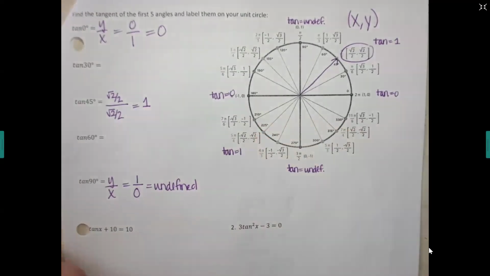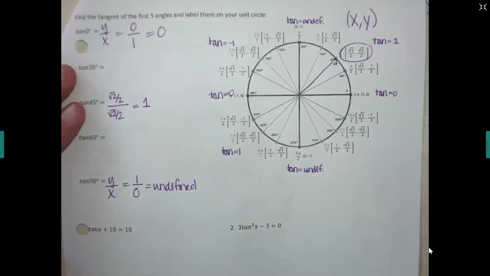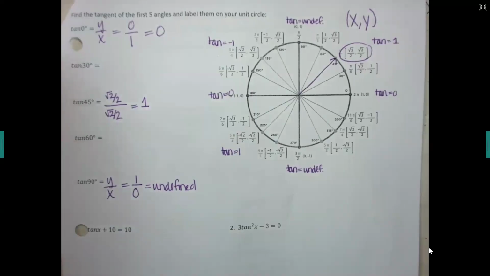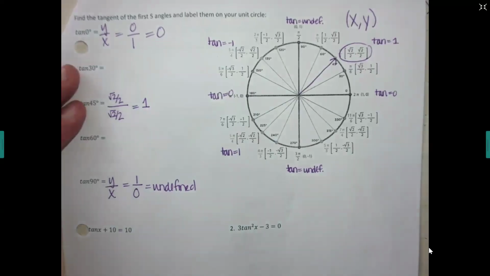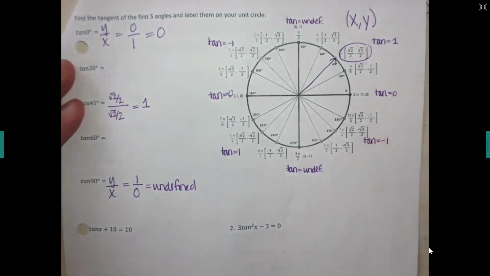Now I want you to look at 135 for a second. The x and the y are almost the same, except one of them has a negative. So when everything divides, you would get -1. So put tan equals -1 at 135. Then there's one other spot where they're almost the same. Where is it? 315.